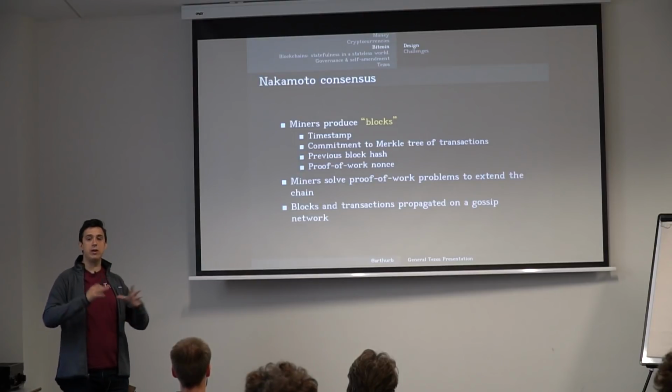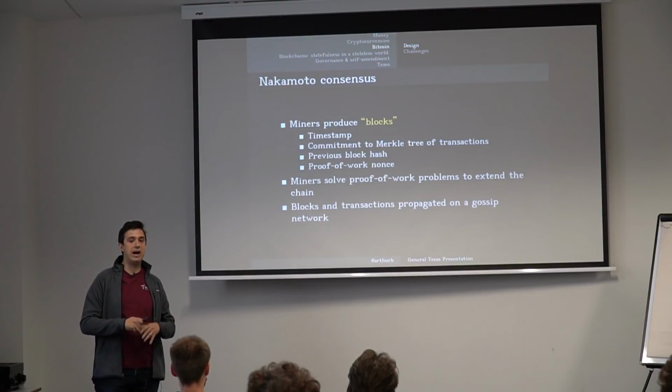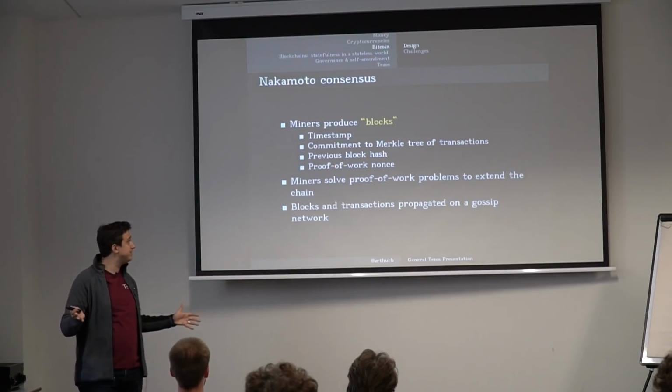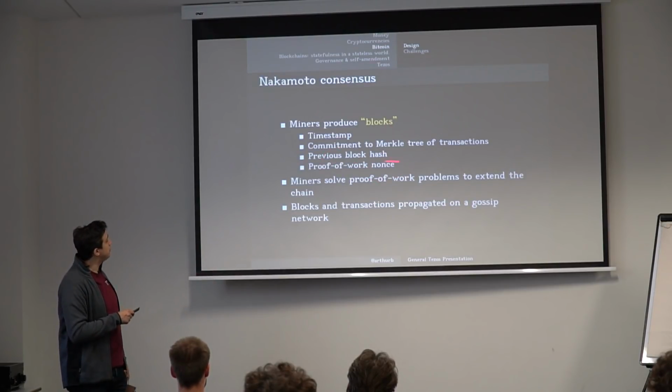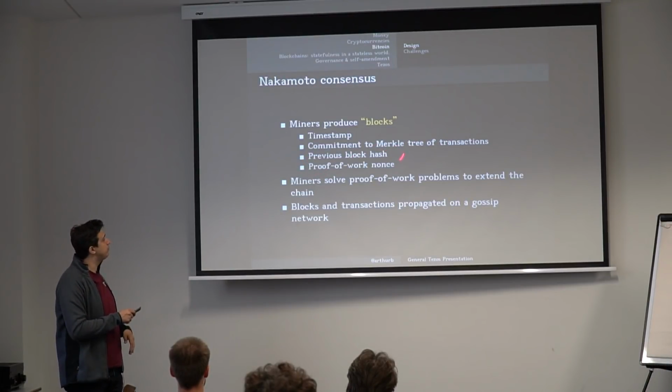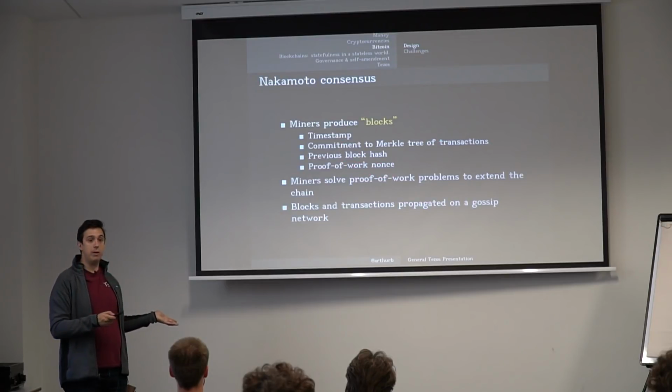Essentially, you take a lot of transactions and put them into a hash tree structure, which is a cryptographic structure that commits you to the set of all transactions. You put the previous block hash, so a block is going to point to a previous block. And then you put a proof of work nonce. The idea is that if you hash this entire header, it should be below a certain difficulty threshold. So you're going to fiddle with the nonce until your header passes a proof of work problem.